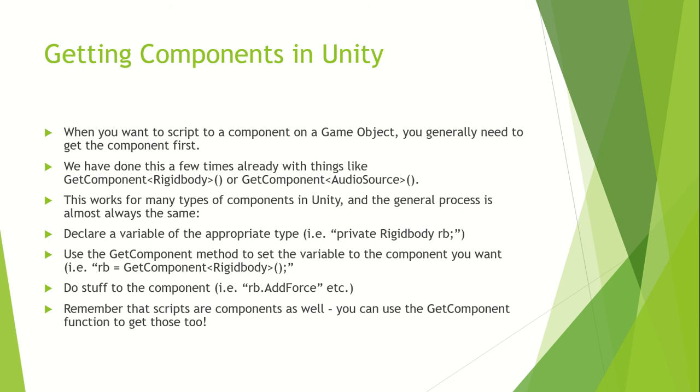But generally speaking, this works for almost any component in Unity. How do you do that? You declare a variable of the appropriate type, which is usually just the name of the component. So Rigidbody is the name of rigid bodies. Animator is the name of animators. If I remember right, Camera is the name of cameras.